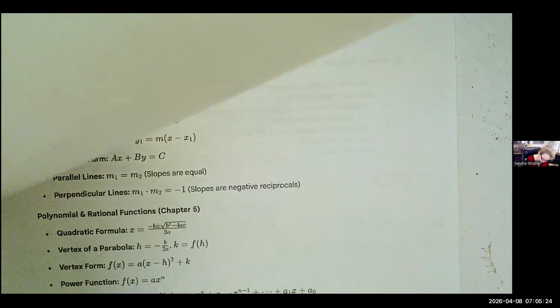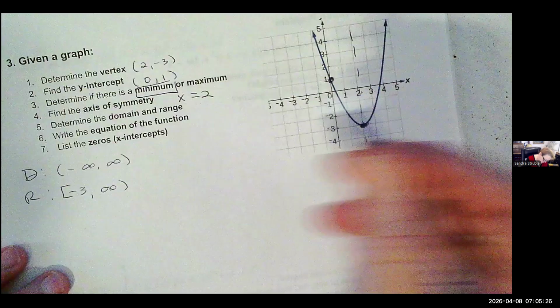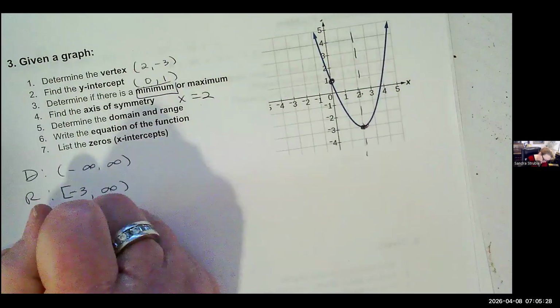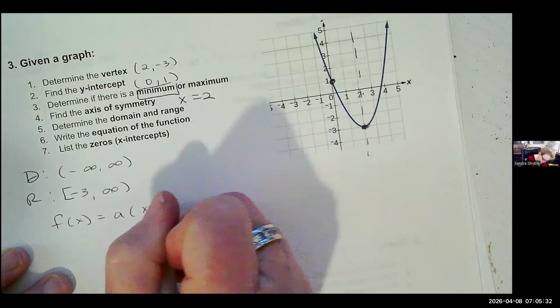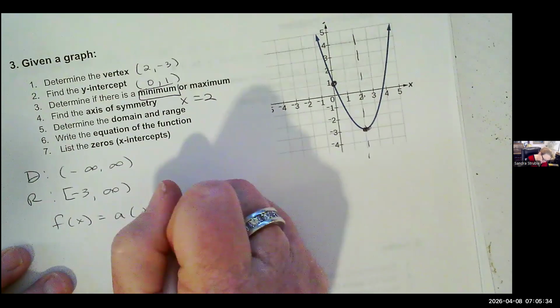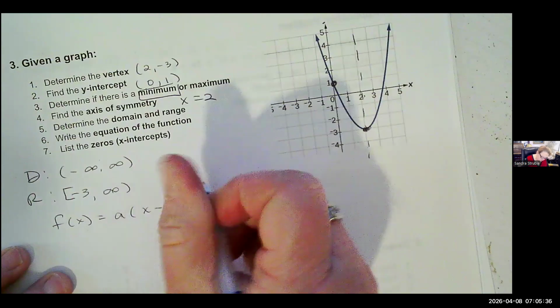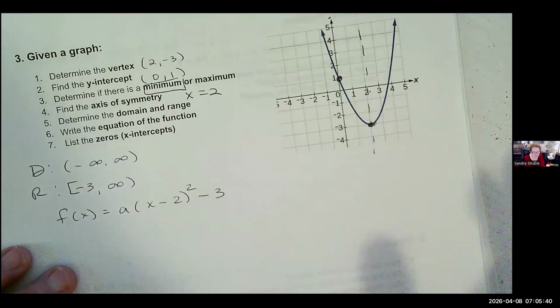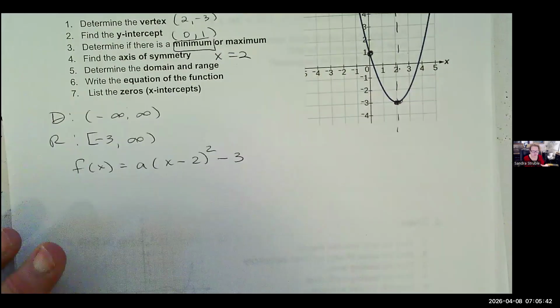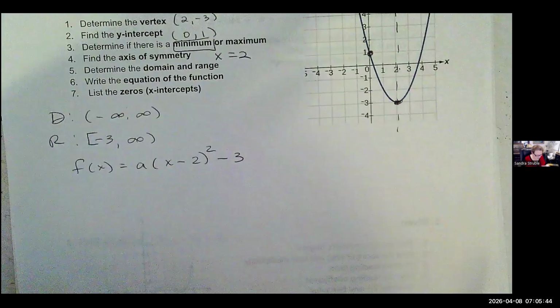Equation of the function. Well, let's pretend like it's not this first one. So f of x is a times (x minus h) squared plus k, so (x minus 2) squared plus k, which is -3. Now, let's just know that I'm not going to repeat questions on the exam. I'm going to do hopefully a much better job.